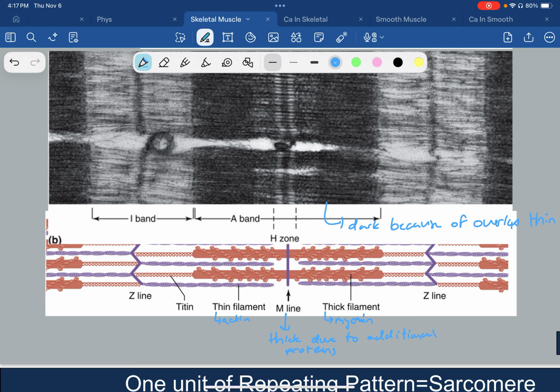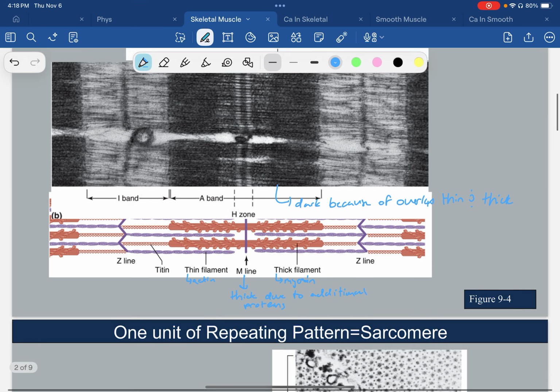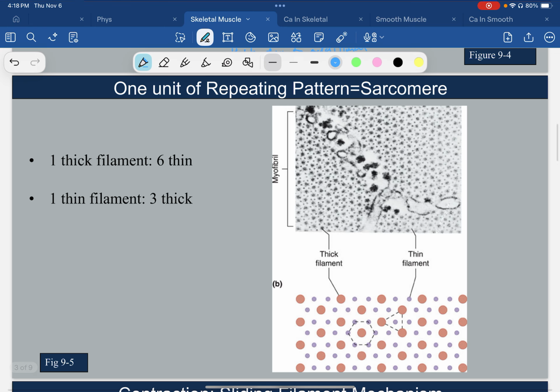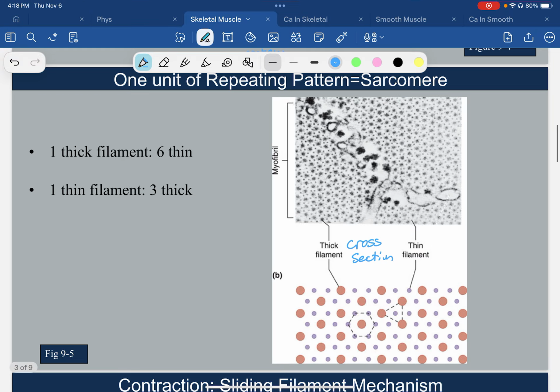Yeah. So then if we move on down here, we see the pattern of our sarcomere in cross section. And we see that there's a difference in our thick and our thin filaments. For one thick filament, there's six thin, and for one thin filament, there's three thick. So our thin filaments are double our thick, basically. So I'll write that here.